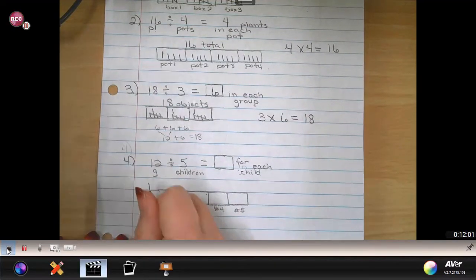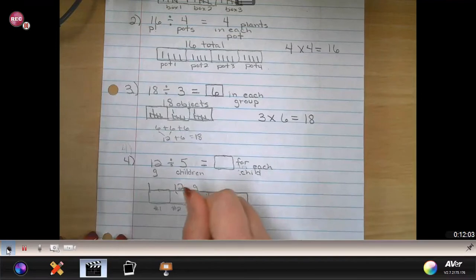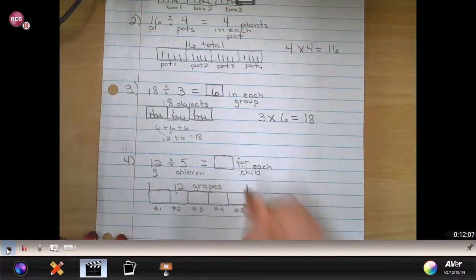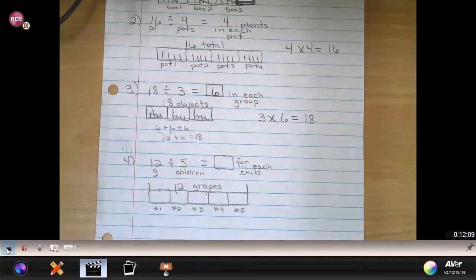And I'm going to break up or split apart these 12 grapes into equal groups.